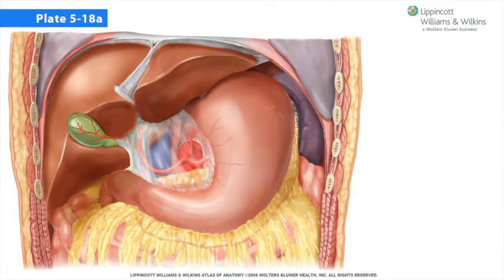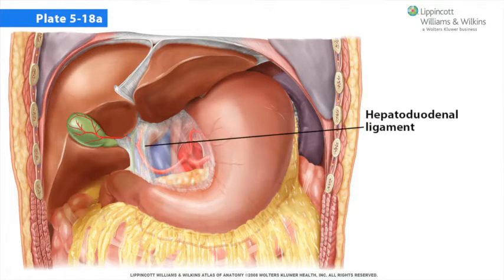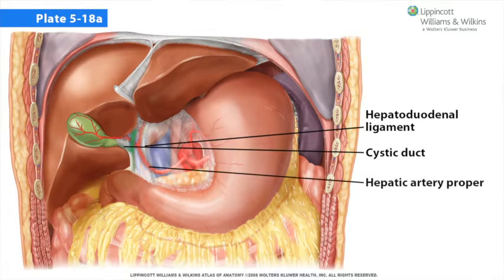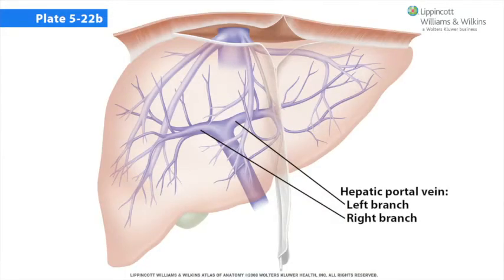As mentioned previously, the portal vein travels in the hepatoduodenal ligament inferior to the other components of the portal triad, the cystic duct on the right and the hepatic artery proper on the left. The portal vein bifurcates into left and right branches as it enters the liver on its visceral surface through the porta hepatis. Blood carried by the portal vein is cleaned and detoxified by the liver and delivered via the hepatic veins to the inferior vena cava, which returns it to the heart.